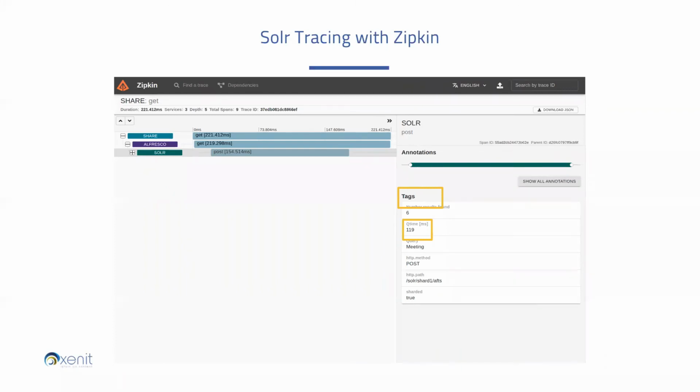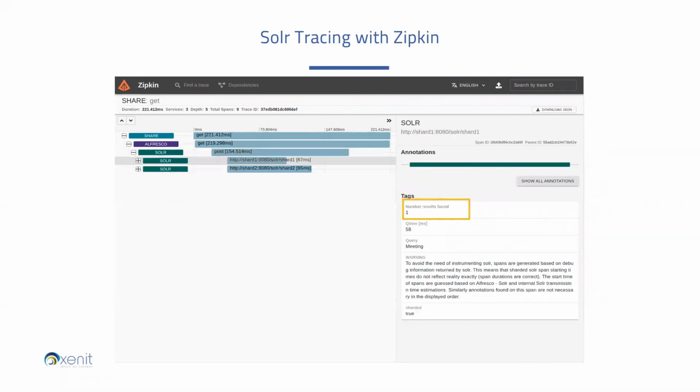What we can also see is that the query time is 119 milliseconds in Solr. This is the real query time, and you see 154 milliseconds in total. So there is some additional processing in Solr going on. Let's look at the next one. If you do it very fast, it almost looks like an animation.